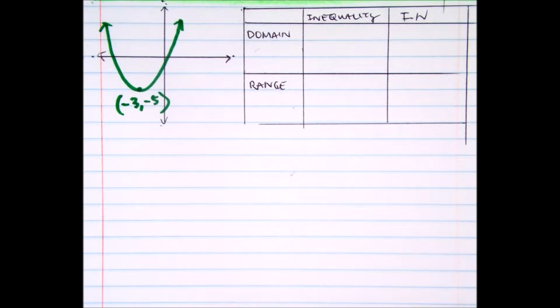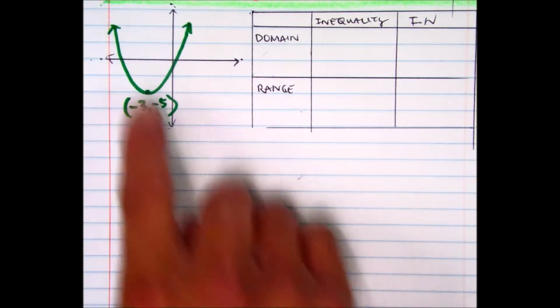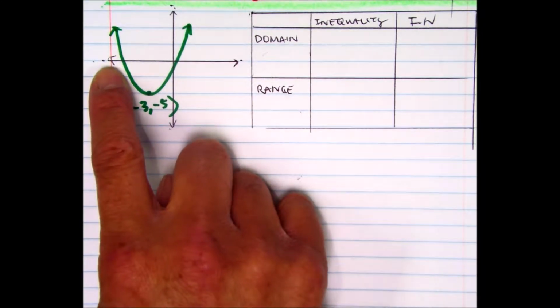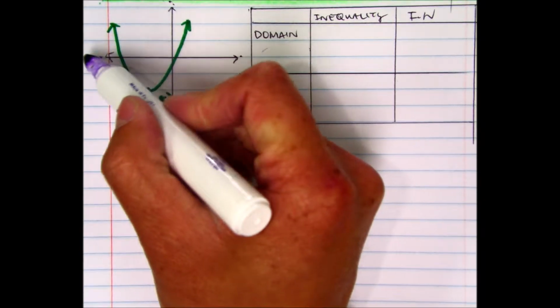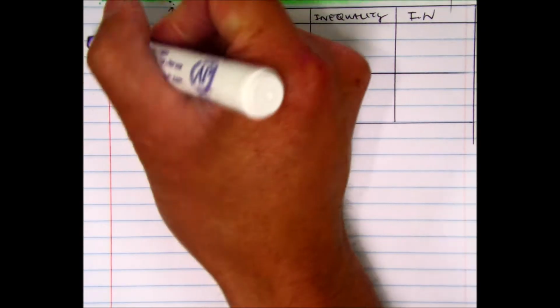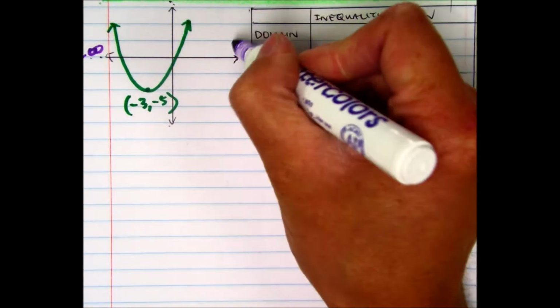Alright, let's go over this. Brenda, what should I put here? Brenda, look there. Positive or negative infinity? Negative. Here? Positive.